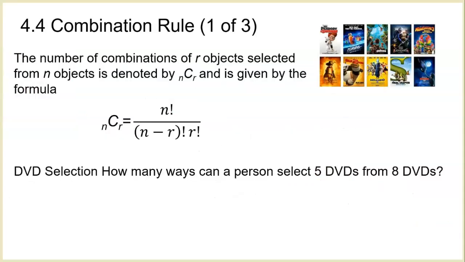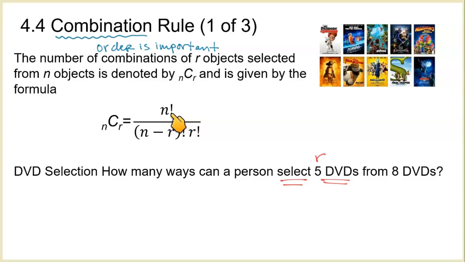So now we switch gears and we want to talk about the combination rule. Here, order is not really important with the combination rule. We don't really care in which way the items are selected. So the formula looks very, very similar for nCr, where the C denotes a combination.